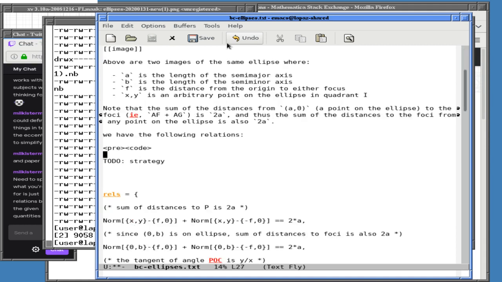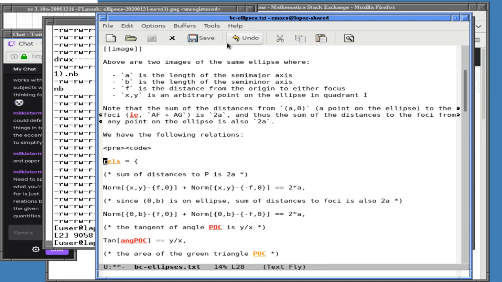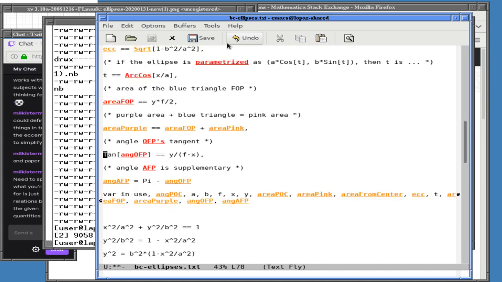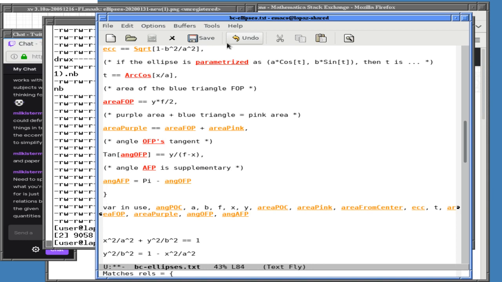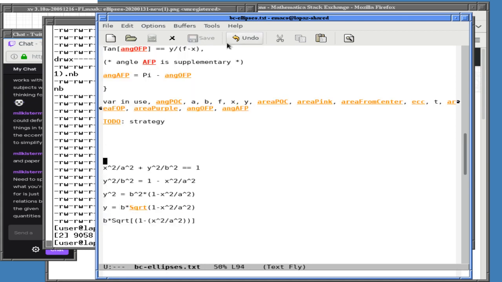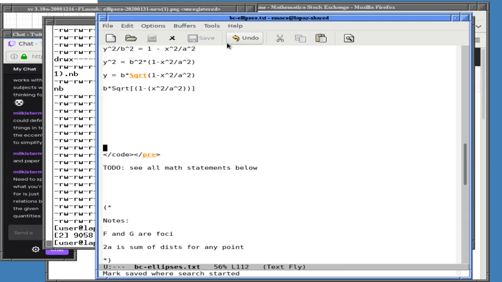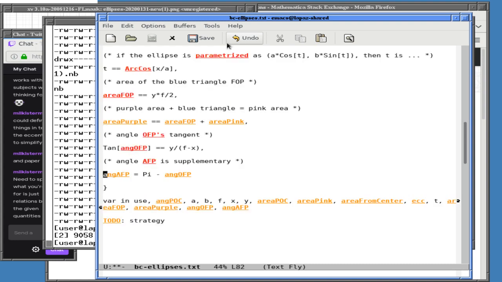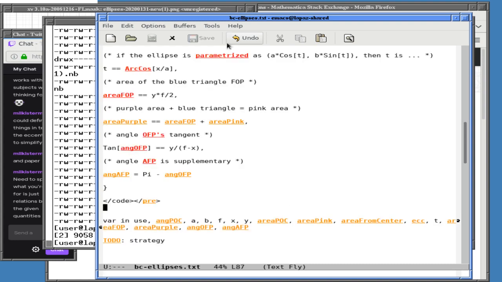Okay. We have the following relations. And there we go. And I need to make sure this actually cuts and pastes, because someone is going to try to cut and paste it at some point. But I don't want to forget my little to-do note here. So... and I think I need my end of my pre-code here. Okay. So I do want to make sure that I'm not missing a comma or something.